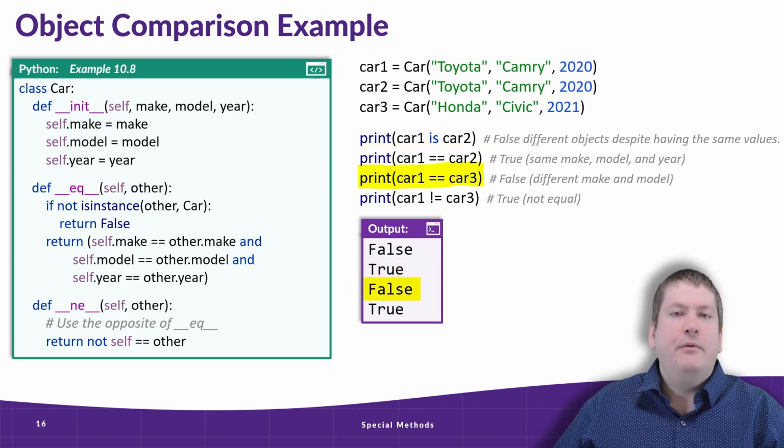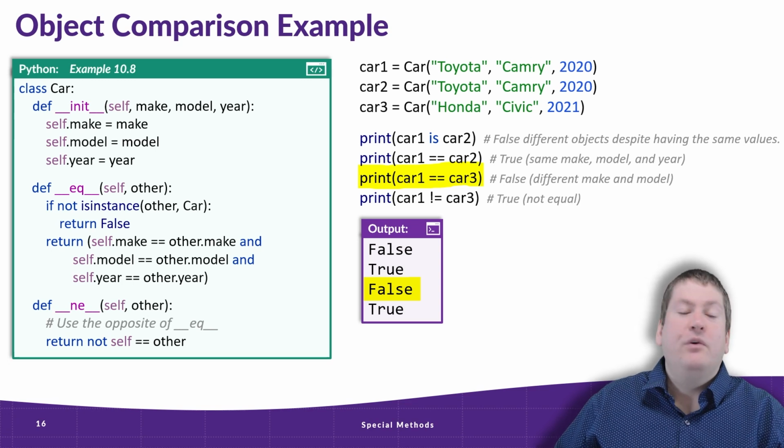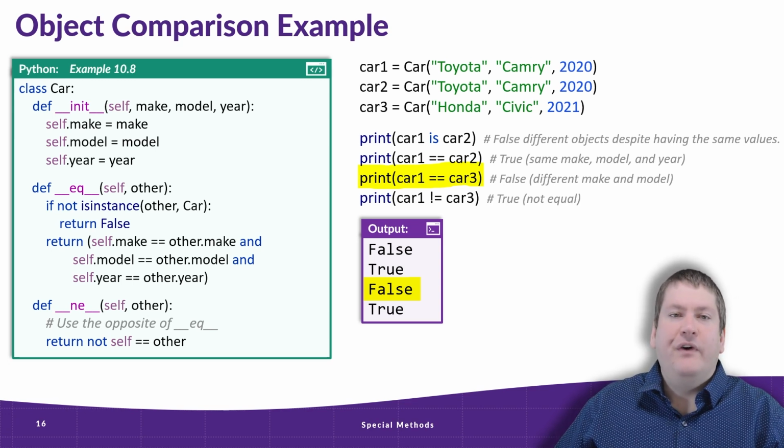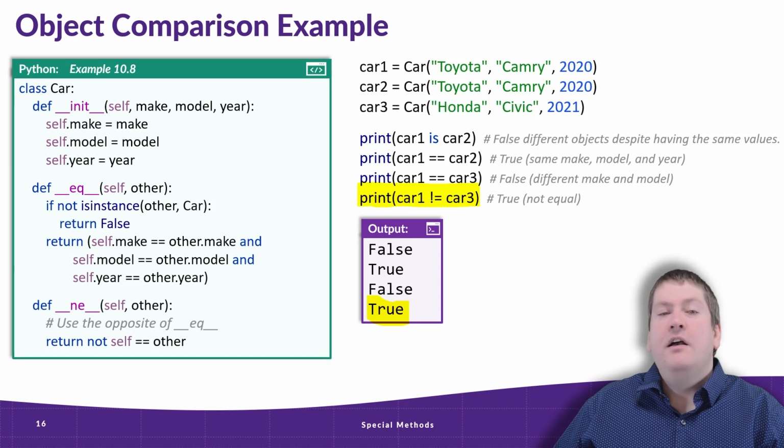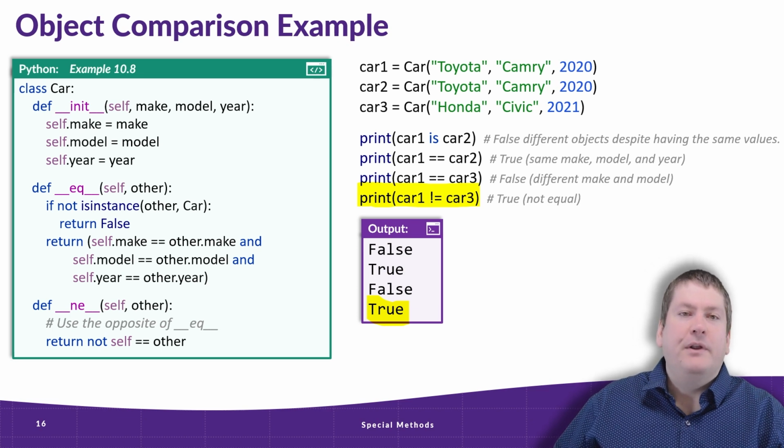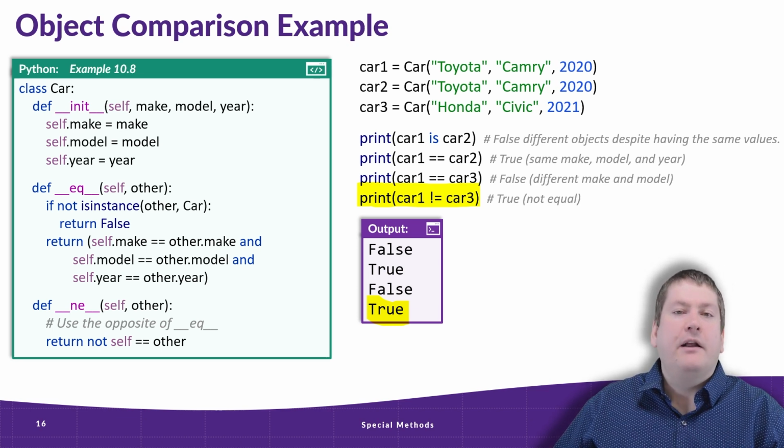Next, we're doing the same thing with car1 and car3. But car3 has different values for its make, model, and year, so our equals special method is going to return false in this case. Next, we're calling the not equals operation. We're saying, is car1 not equal to car3? And this is going to trigger our not equals special method, the __ne__ method there, and this returns the opposite of what equals says. So car1 and car3 are not equal because they have different values.